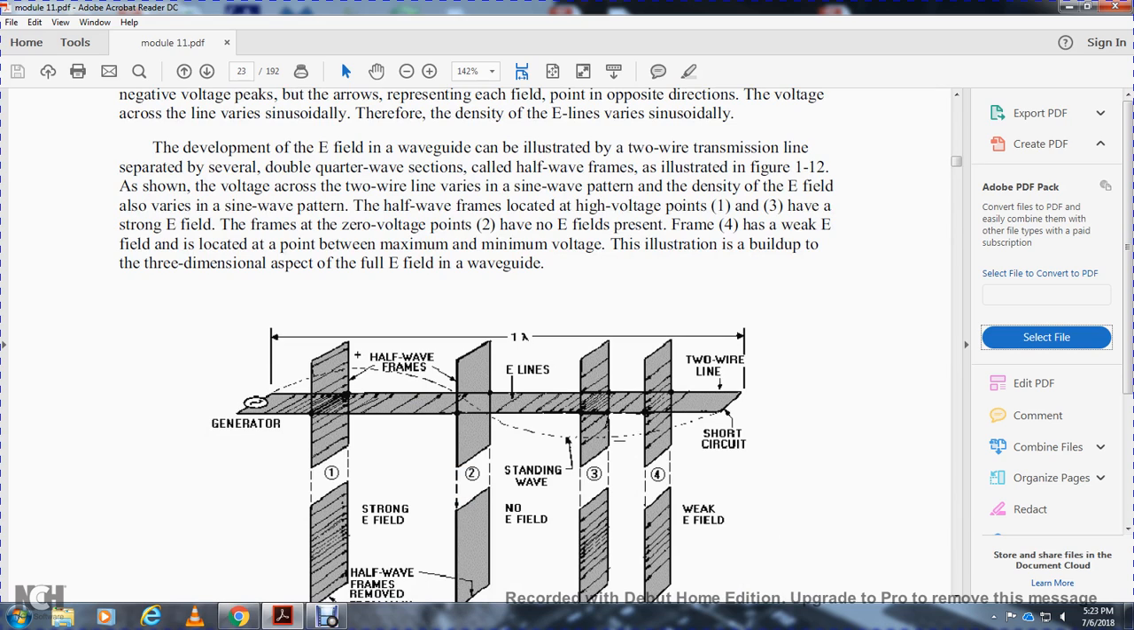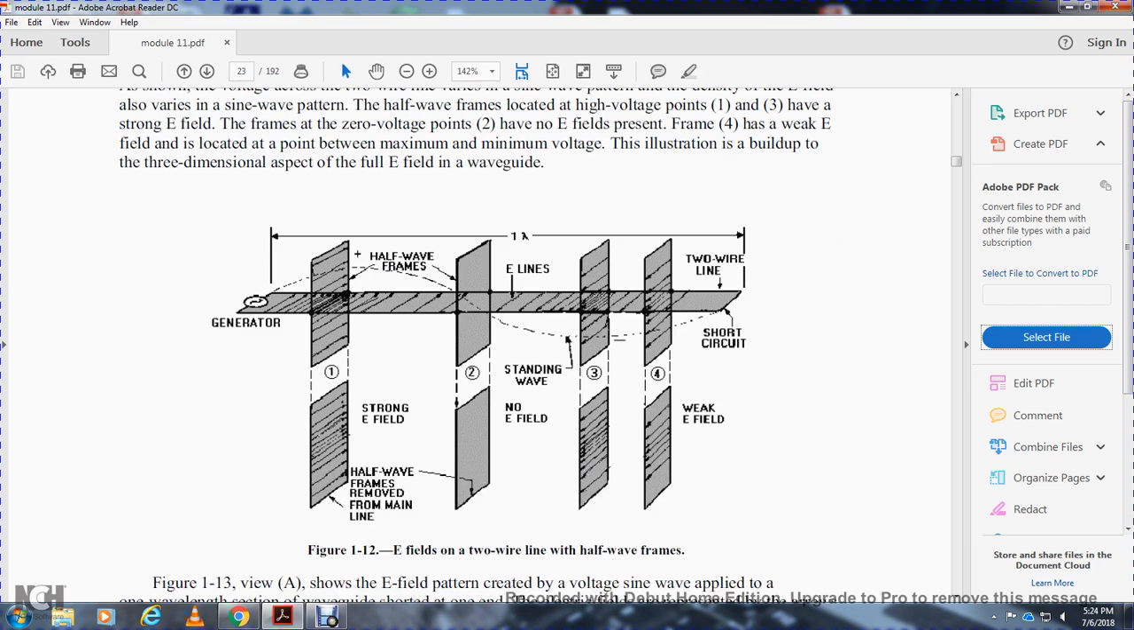The development of the electric field in the waveguide can be illustrated with a two-wire transmission line separated into several quarter-wave sections, called half-wave frames. Figure 112 shows that the voltage of the two-wire line varies with the same wave pattern as the density of the electric field. Frames 1 and 3, with high voltage, have a strong electric field. Frame 2 has no electric field present. Frame 4 has a weak electric field, located at the point of minimum voltage. This builds up the three-dimensional aspect of the full electric field in the waveguide.